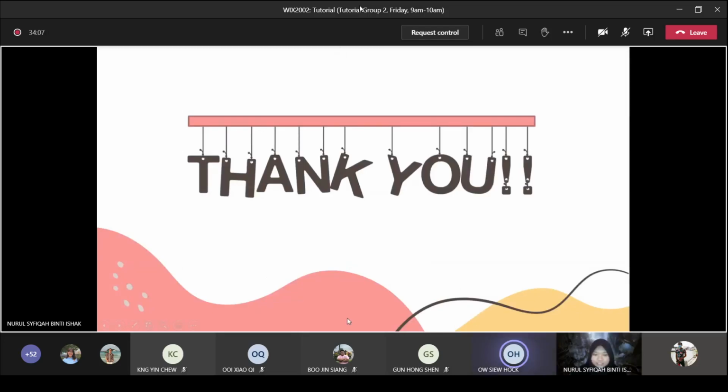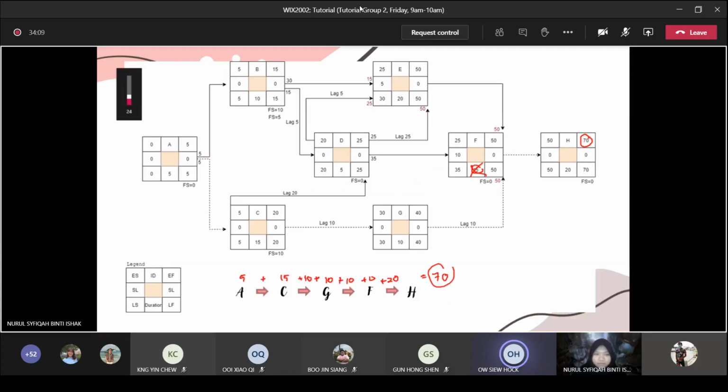You look at your diagram again. So remember the critical path with the minimum slack, right? So you have chosen A, C, G, F, H. What about the others? So if we calculate the others.